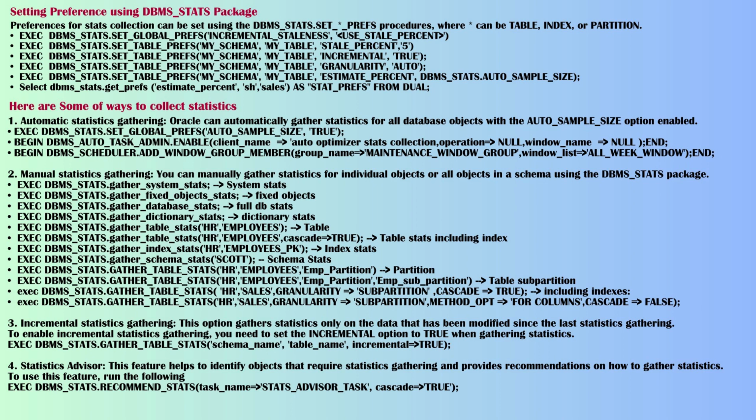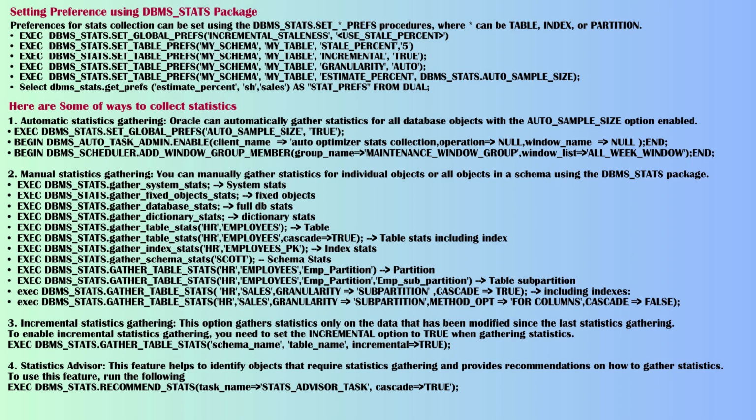For example, stats can be collected at table, index, system, schema, session, partition, subpartition level using the dbms_stats package. To gather statistics for a table, for example, run the following command. Exec dbms_stats.gather_system_stats, system stats. Exec dbms_stats.gather_fixed_objects_stats, fixed objects. Exec dbms_stats.gather_database_stats, full db stats. Exec dbms_stats.gather_dictionary_stats, dictionary stats.